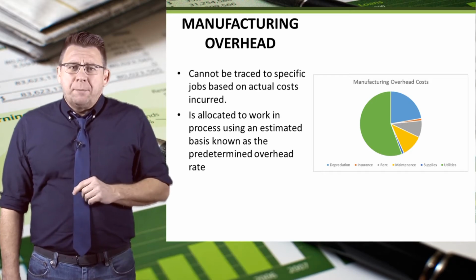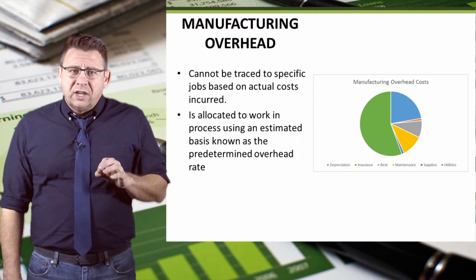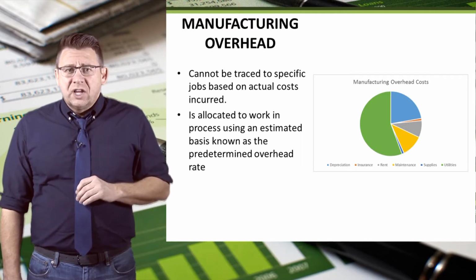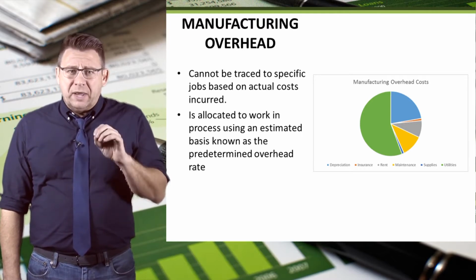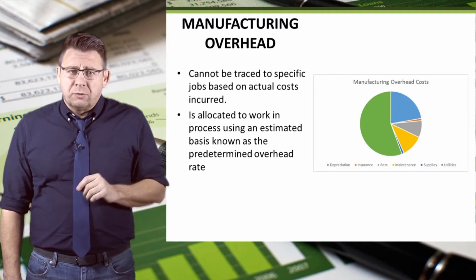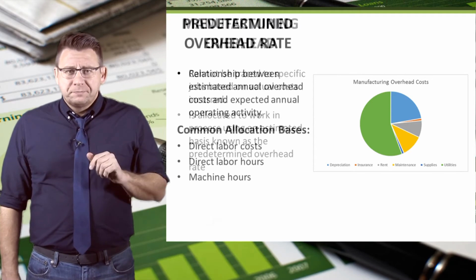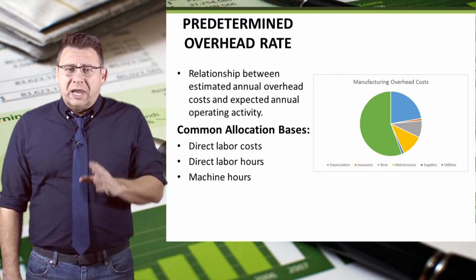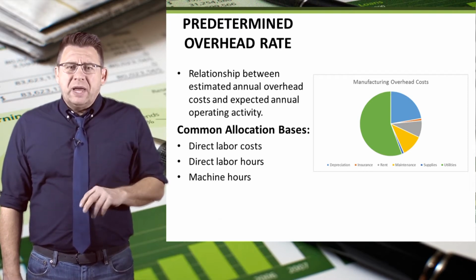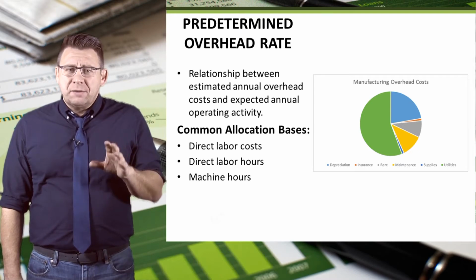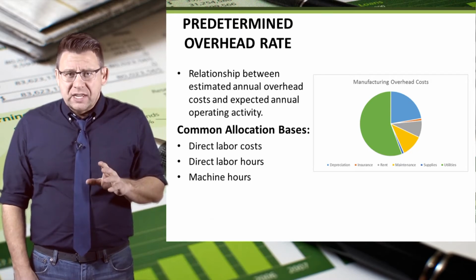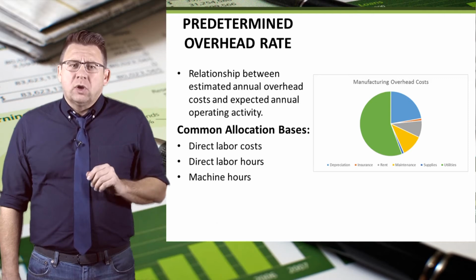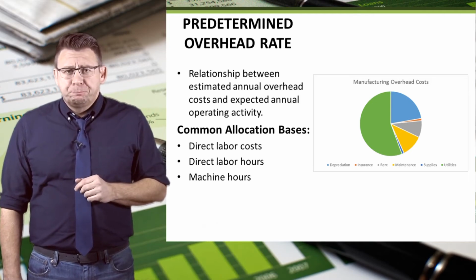Because of this, companies assign manufacturing overhead to work in process using an estimated basis known as the predetermined overhead rate. The predetermined overhead rate, sometimes referred to as a plant-wide rate, is based on the relationship between estimated annual overhead costs and expected annual operating activity.